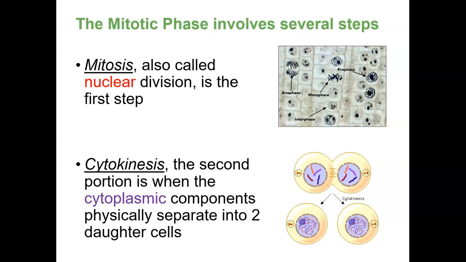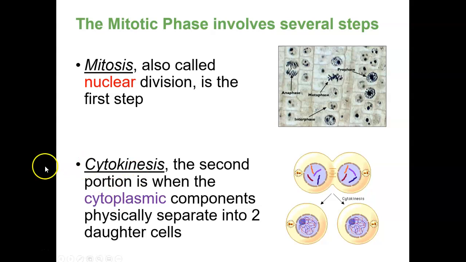We're then going to enter into the mitotic phase. The mitotic phase has two steps. The first is called mitosis. Mitosis is when we're going to divide up the chromosomes. We'll still be in one cell, but we're going to divide the chromosomes into two piles that are eventually going to end up in two cells.